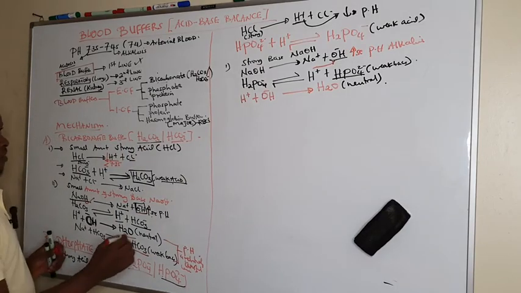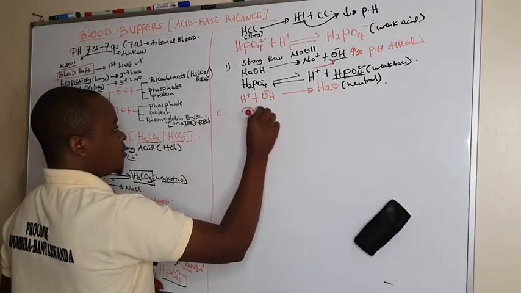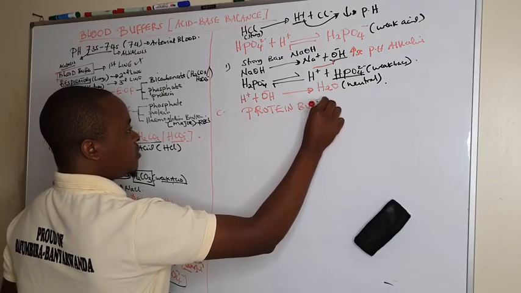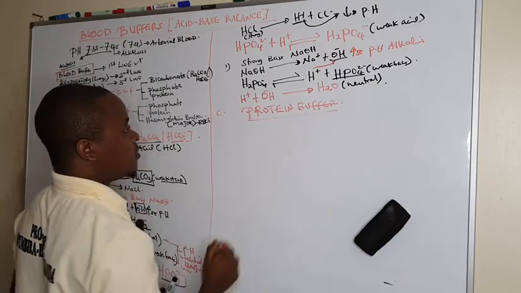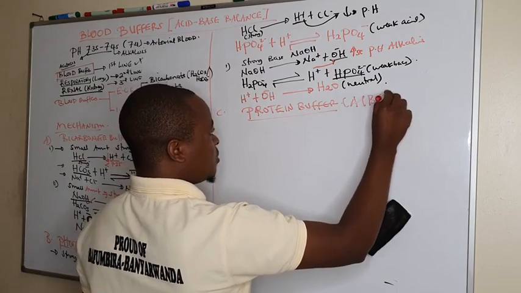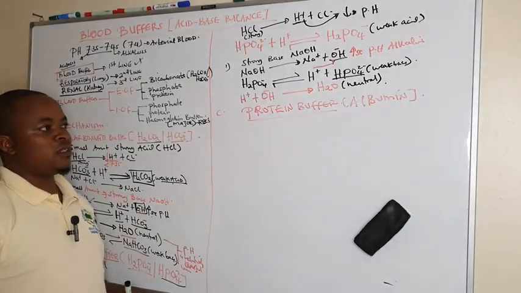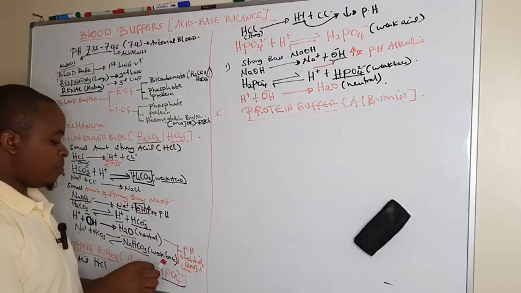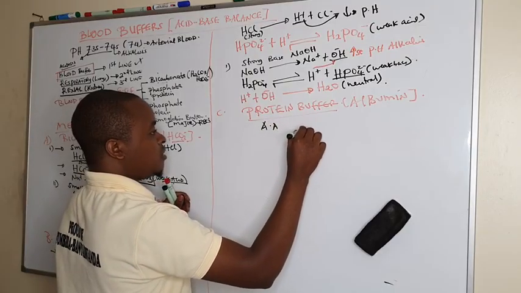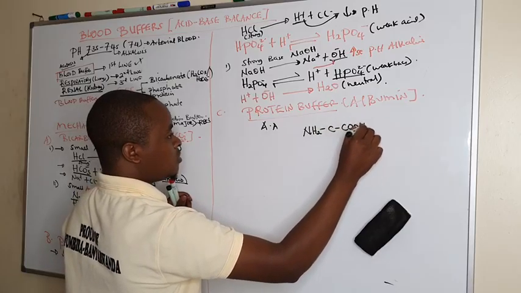Then another buffer we have is the protein buffer. And this protein buffer contains majorly albumin, which is responsible for buffering the action. And remember, proteins are made up of amino acids. The proteins are made up of amino acids, whereby the structure of an amino acid, this is the general structure.